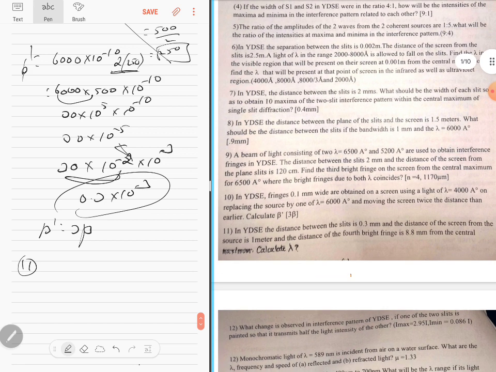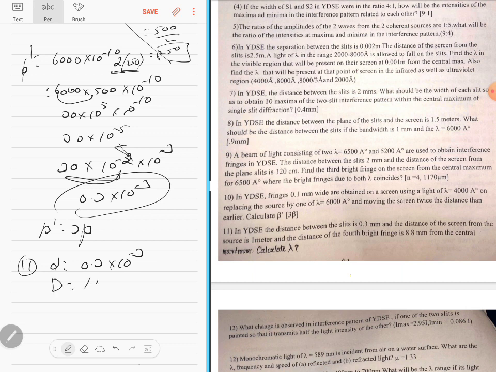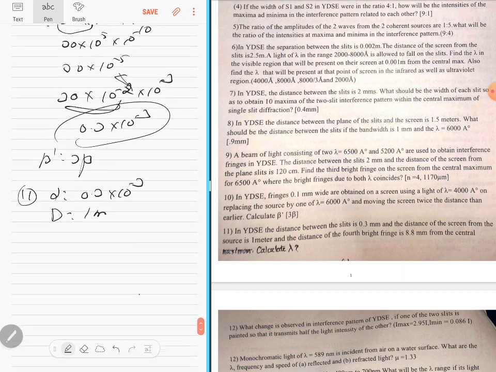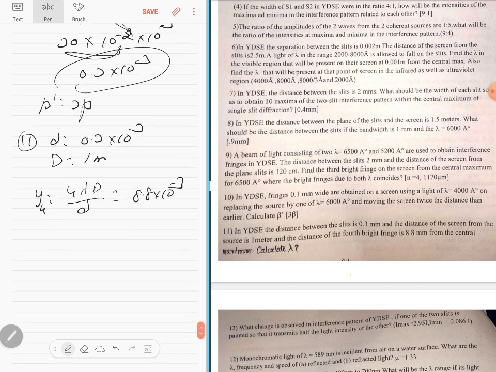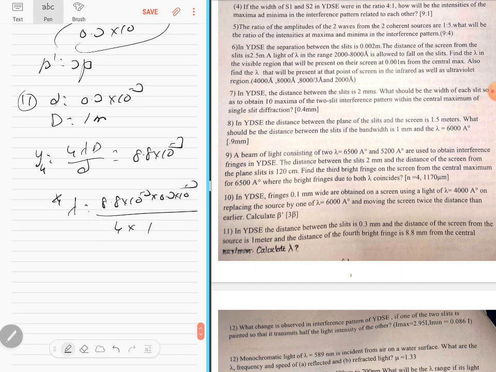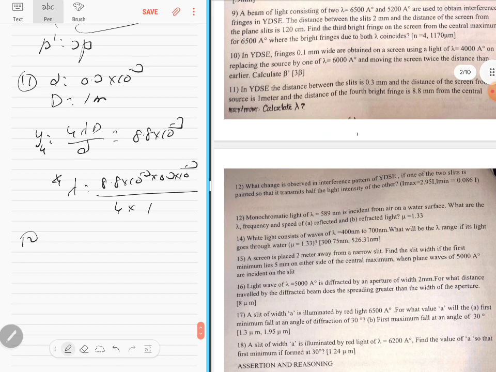11th question. In Young's double slit experiment, the distance between the slits small d is equal to 0.3 into 10 to the power minus 3. Distance between the screen and the slit, capital D, is equal to 1 meter. The distance of the fourth bright fringe from the central maxima is 8.8 into 10 to the power minus 3. Find lambda. So you know that the position of the fourth bright fringe is 4 into lambda into capital D by small d. So lambda is 8.8 into 10 to the power minus 3 into 0.3 into 10 to the power minus 3 by 4 into capital D. Just substitute all these values and find lambda. So that's about it. Let's go to the 12th question.